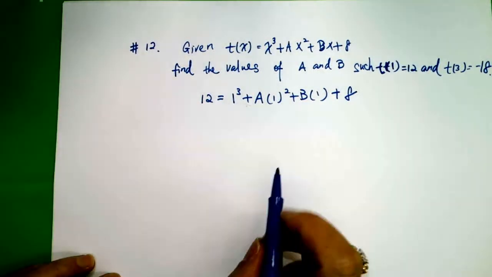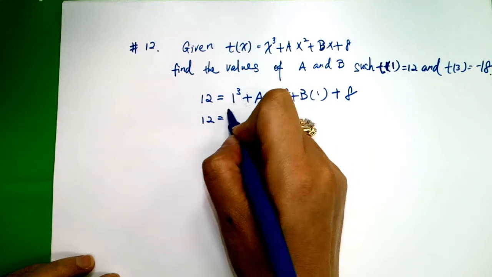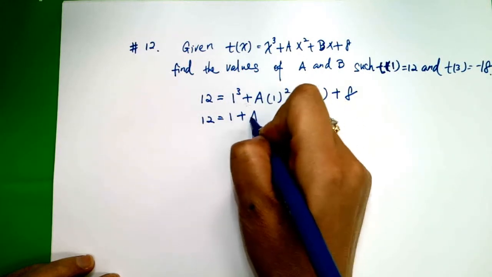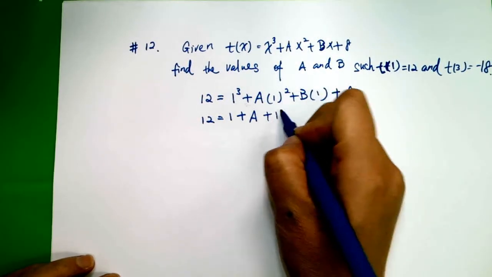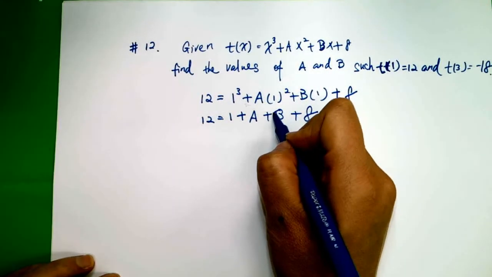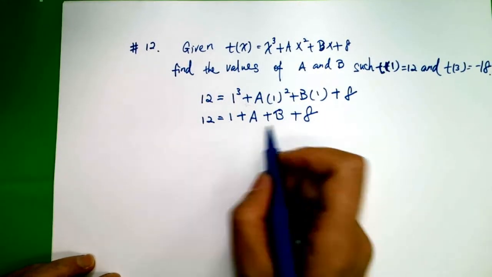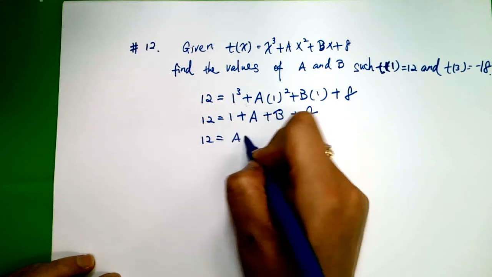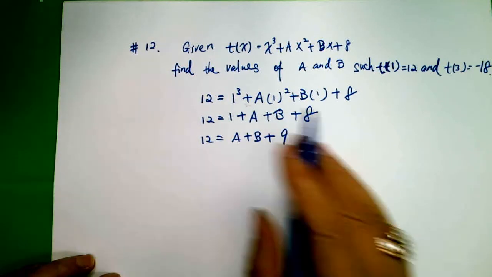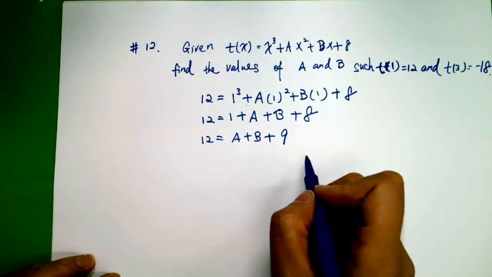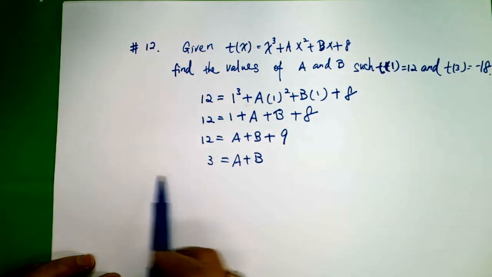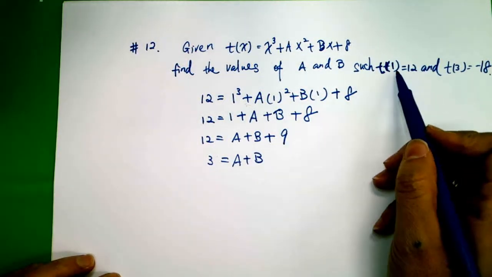When you clean this up, you will have 12 equals 1 cubed is 1, 1 squared is 1, 1 times a is a, 1 times b is b, plus 8. On the right side, when you combine the like terms, 1 plus 8 equals 9, so that's how you get 12 equals a plus b plus 9. Of course, you can clean up more. If I subtract the 9 from each side, then I have 3 equals a plus b. That's just one single equation I get from this T(1).